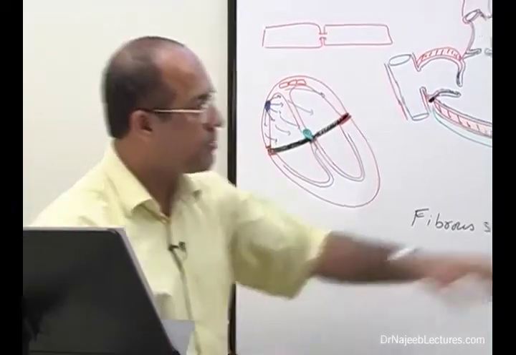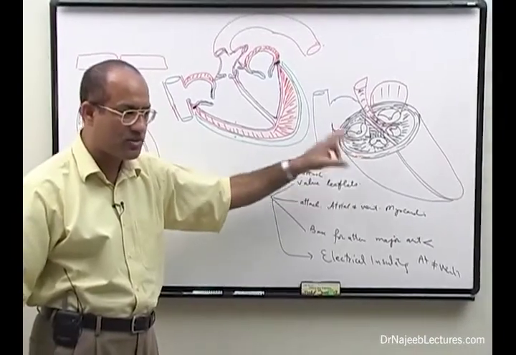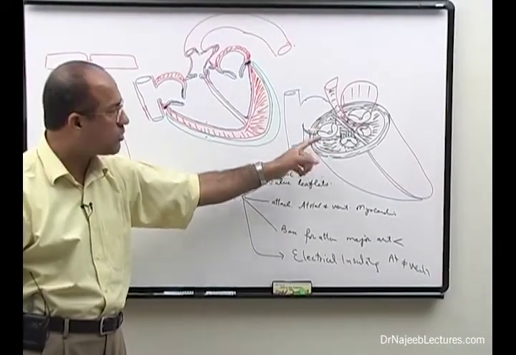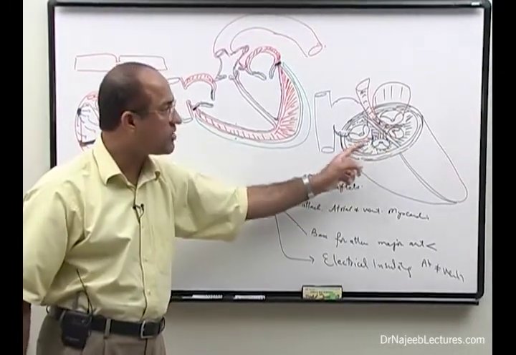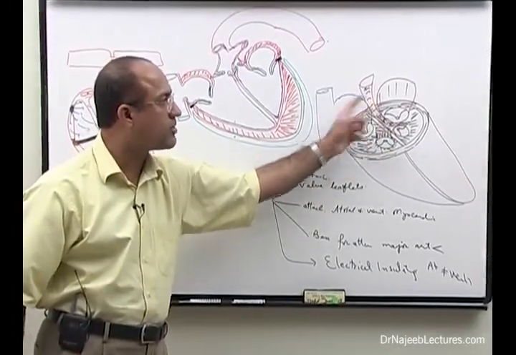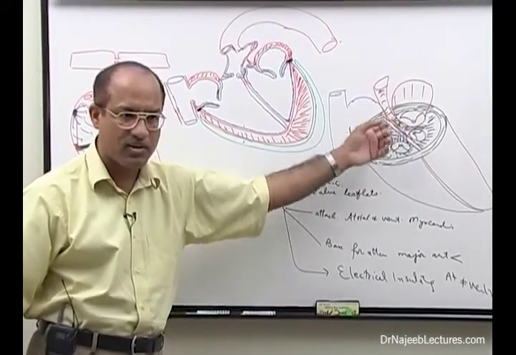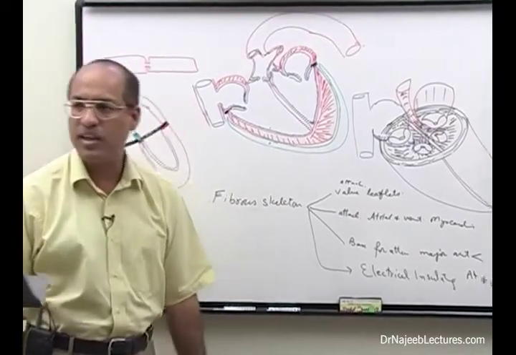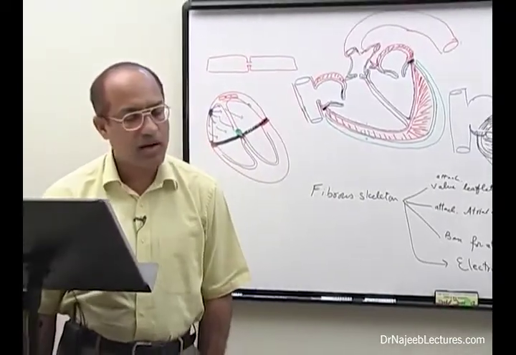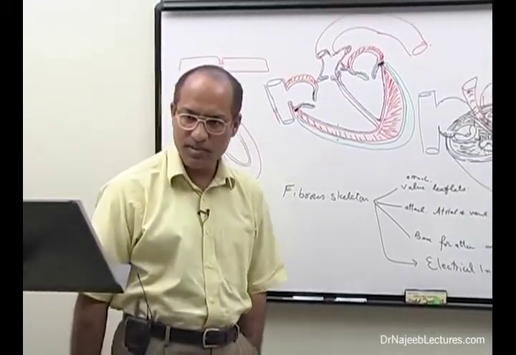So I hope you'll remember this special structure in the heart. It has three very important functions: it provides attachment for the valve leaflets, it provides attachment for the atrial muscles, ventricular muscles, and the bases of the arteries, and of course it also acts as an electrical insulator between the atrial myocardium and ventricular myocardium. Fine, no question up to this?